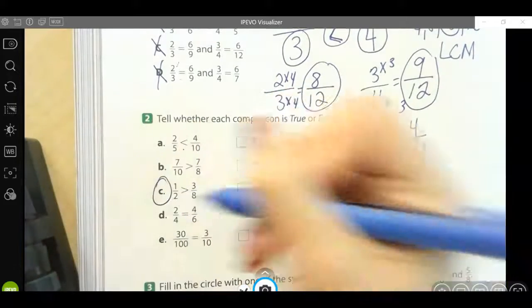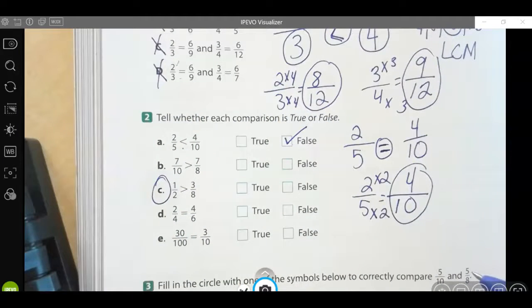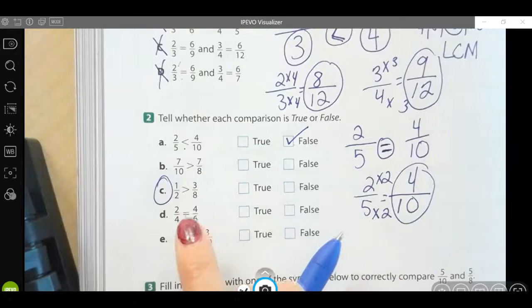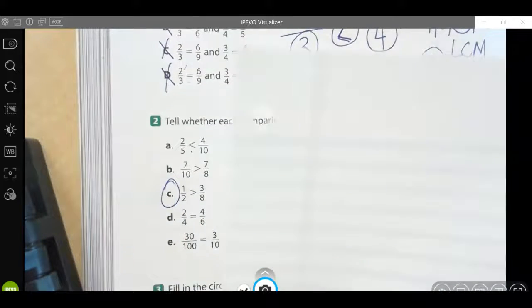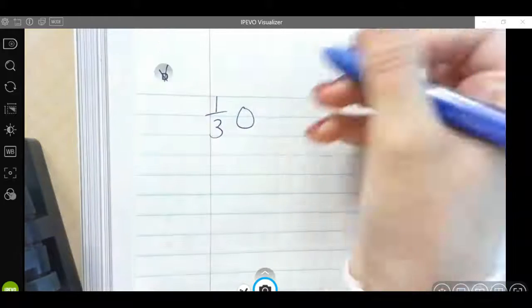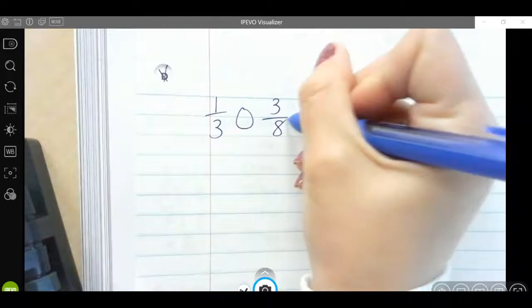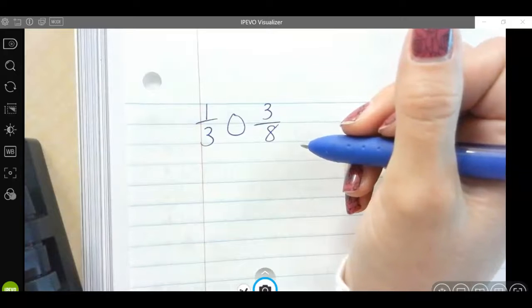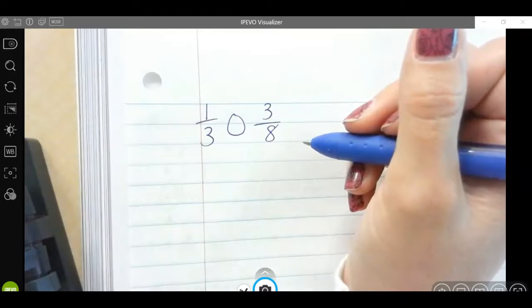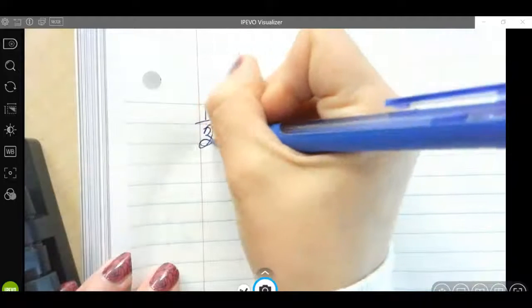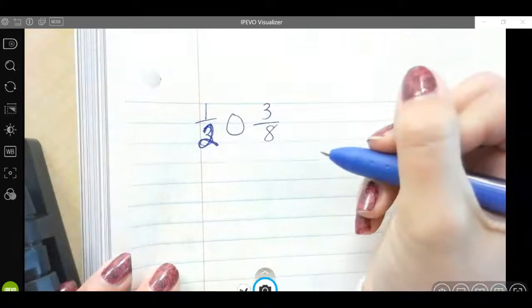Let's work out C. Okay. We have 1/2 is greater than 3/8. Go ahead and work that. We have 1/2. We're comparing it to 3/8. What did you guys put for a common denominator?